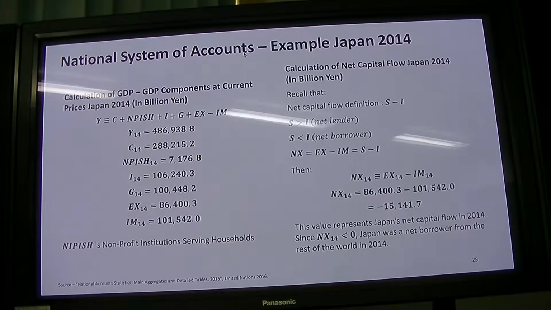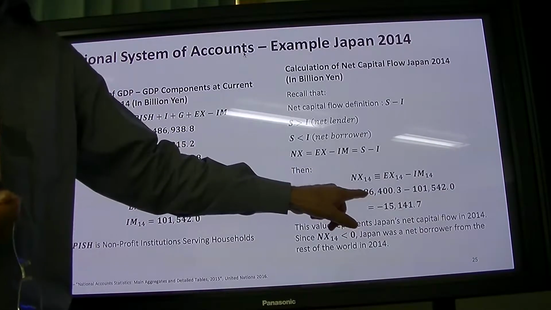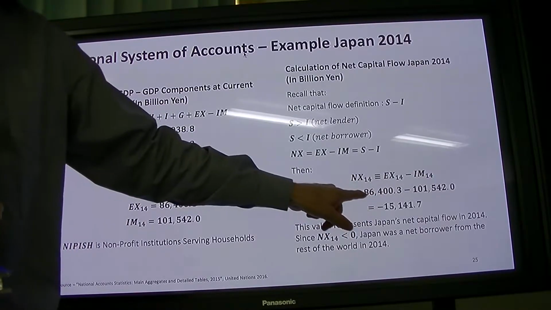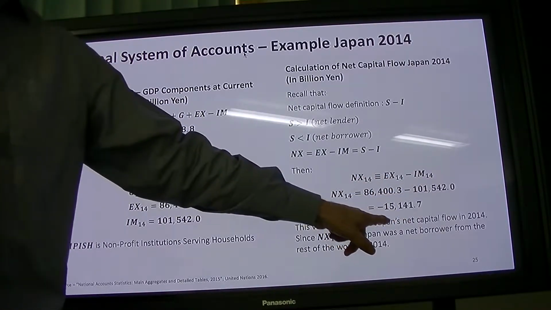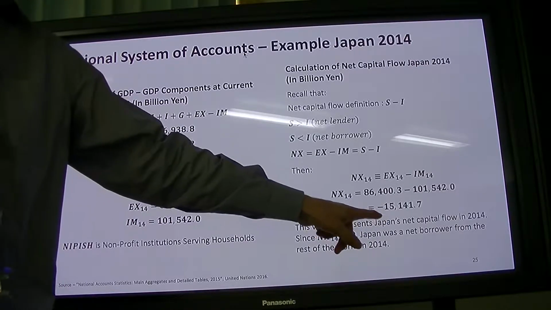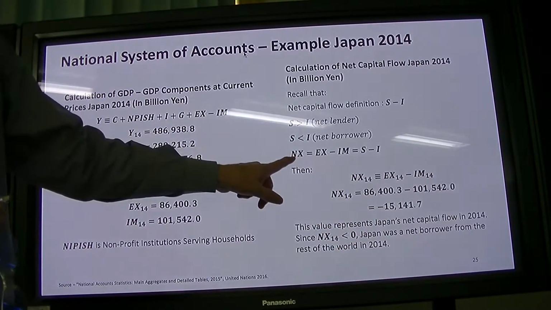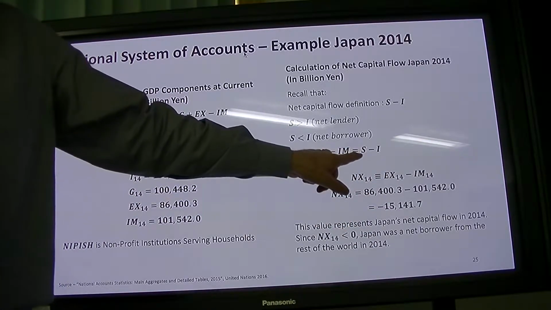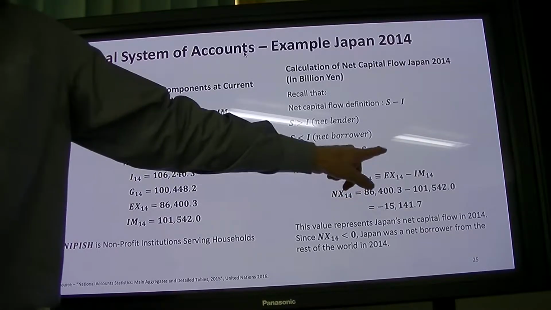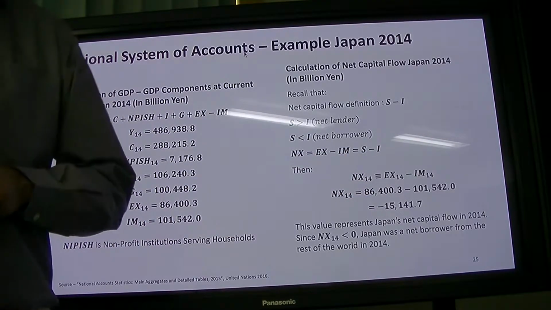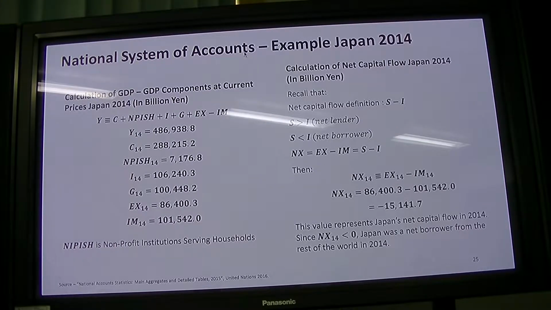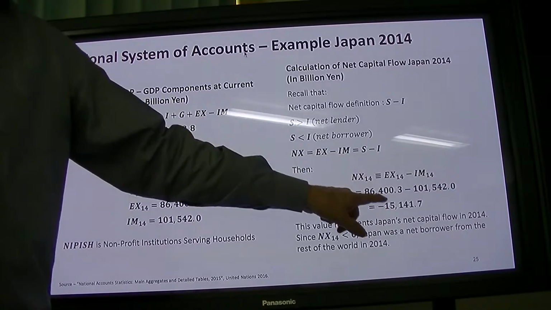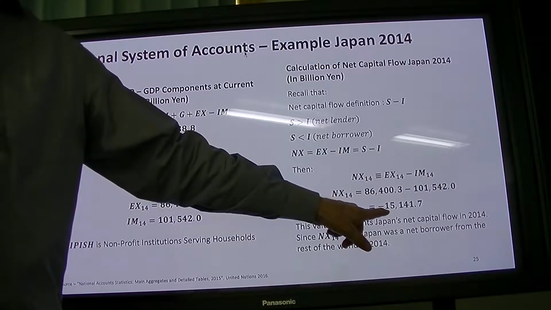So that fact is being reflected here in that you have a negative net capital flow, a negative trade balance. That negative trade balance tells us something about the relationship between savings and investment within Japan. So that's the important thing to remember. And once you remember that, you'll start looking at a trade deficit differently.